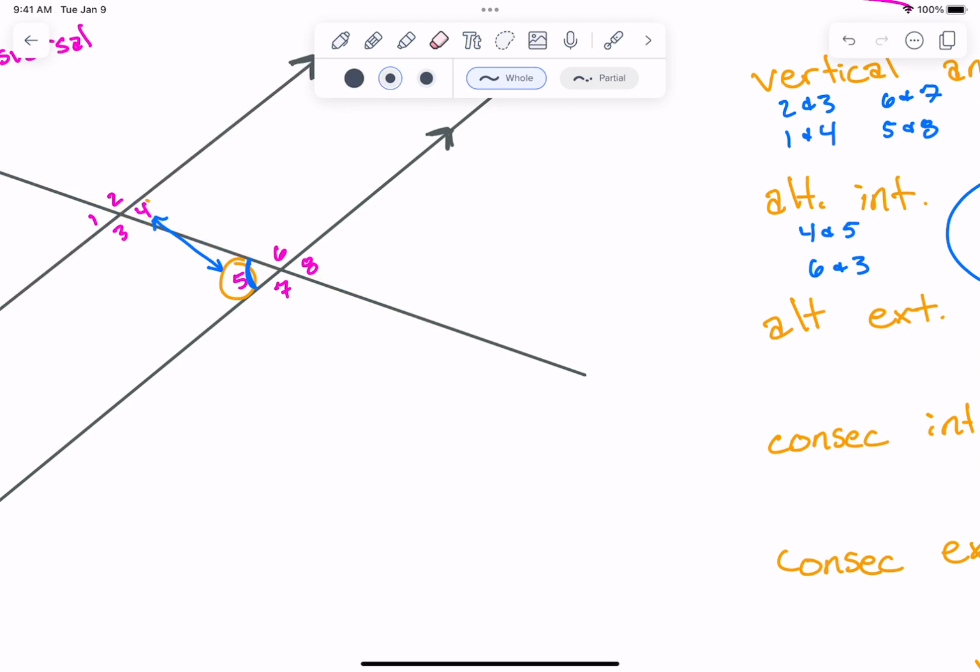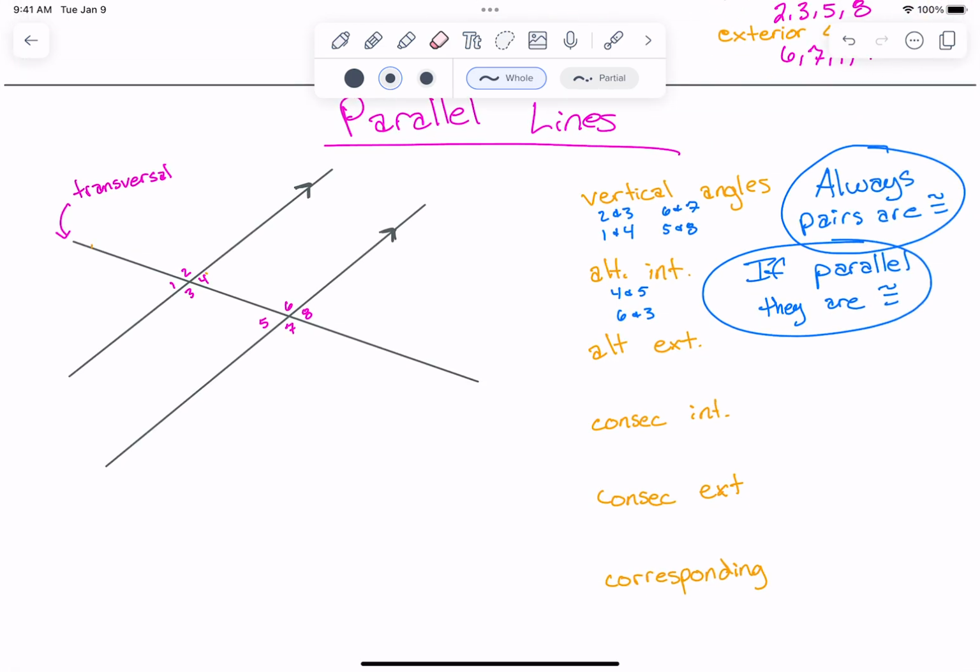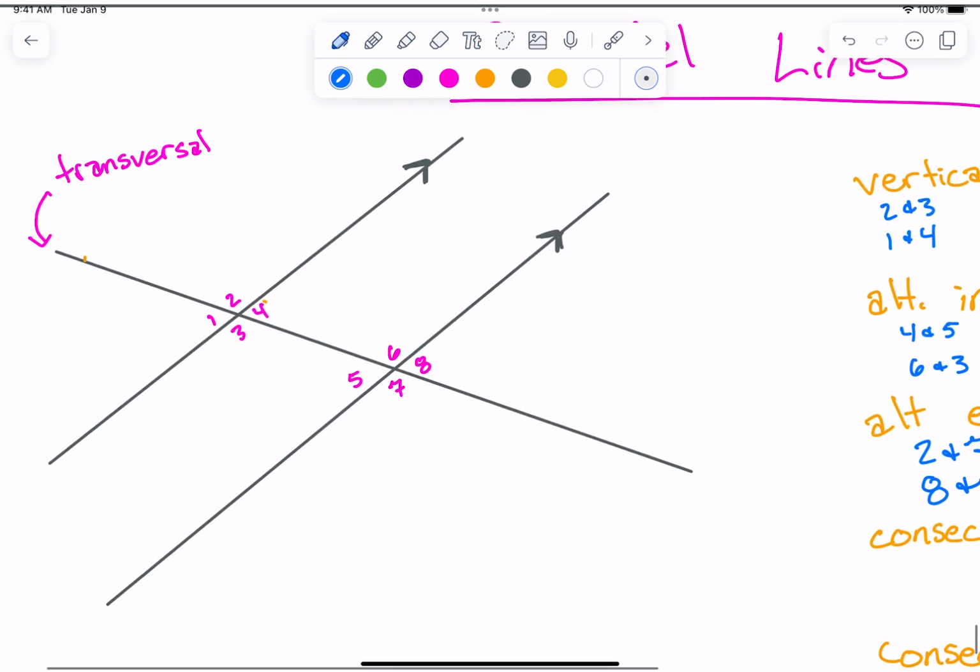Let me erase some things. Yep, I heard Delaney say it. 2 and 7 and 8 and 1. 2 and 7, 8 and 1. They're alternate. They're on opposite sides. 2 and 7, this guy. Opposite sides, but on the outside of your train track right here that you've got going on.